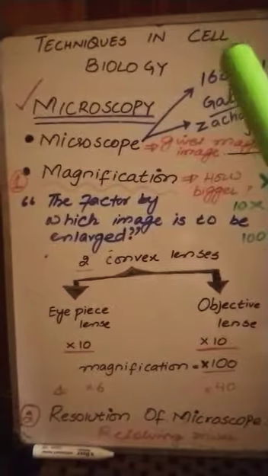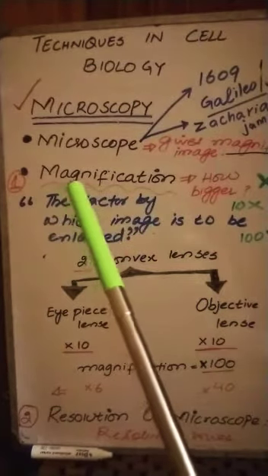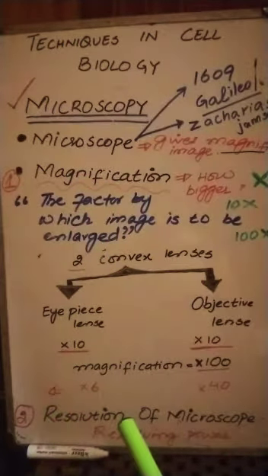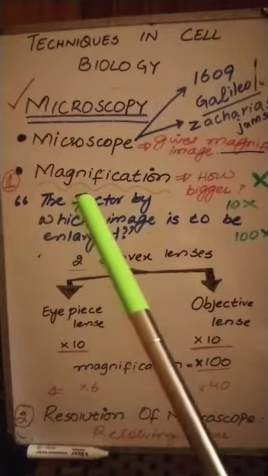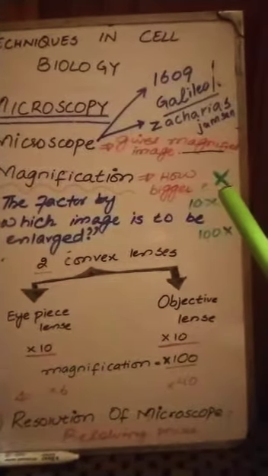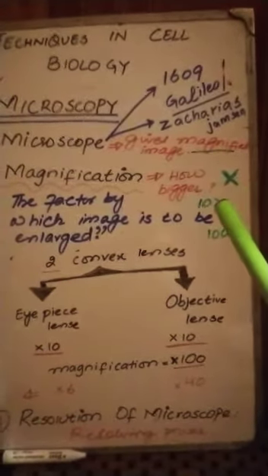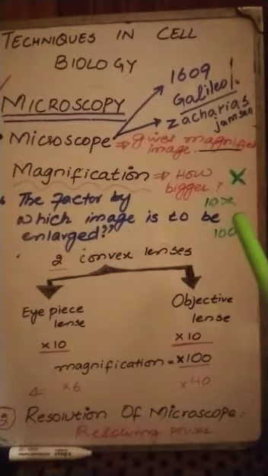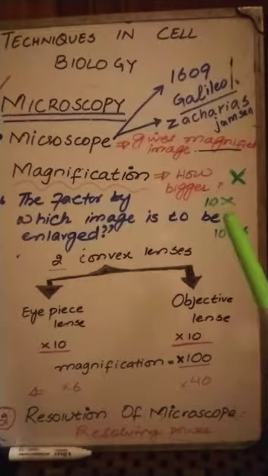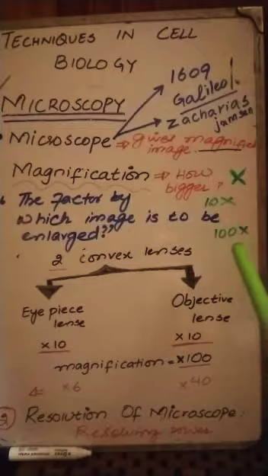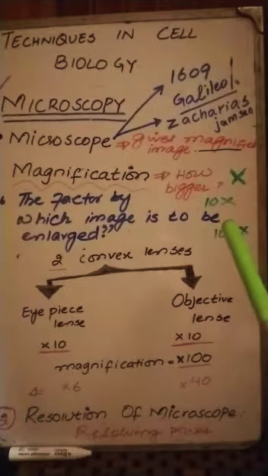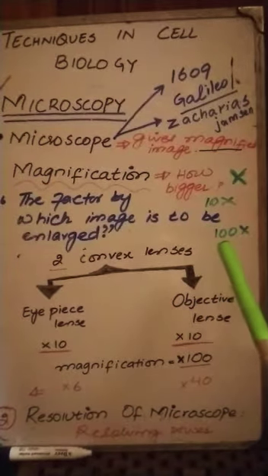Dear students, in microscopy, two aspects are involved. One aspect is magnification, and the second aspect is resolution. Magnification means how much bigger an image can be, and it is represented by the symbol X. For example, if an image is 10 times bigger than its actual size, then we write it as 10x. If it is 100 times bigger than its actual size, we write it as 100x, or you can call it x10 and x100 as well.